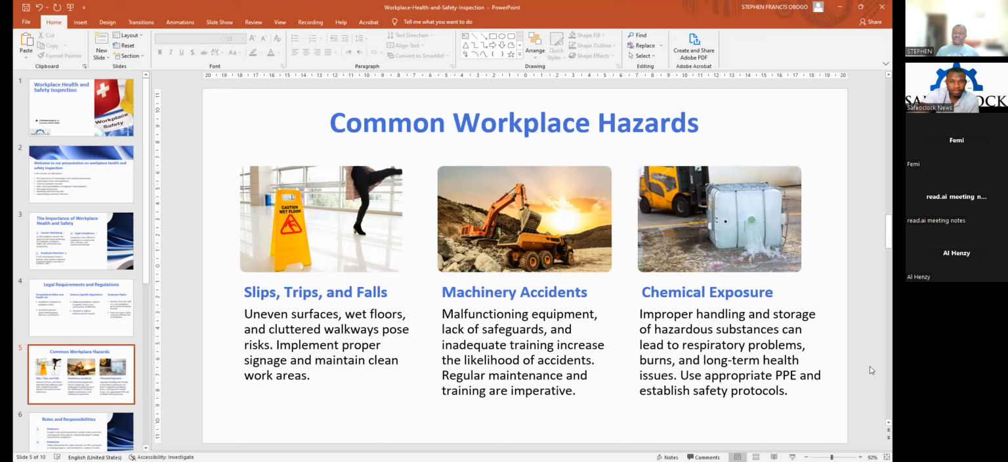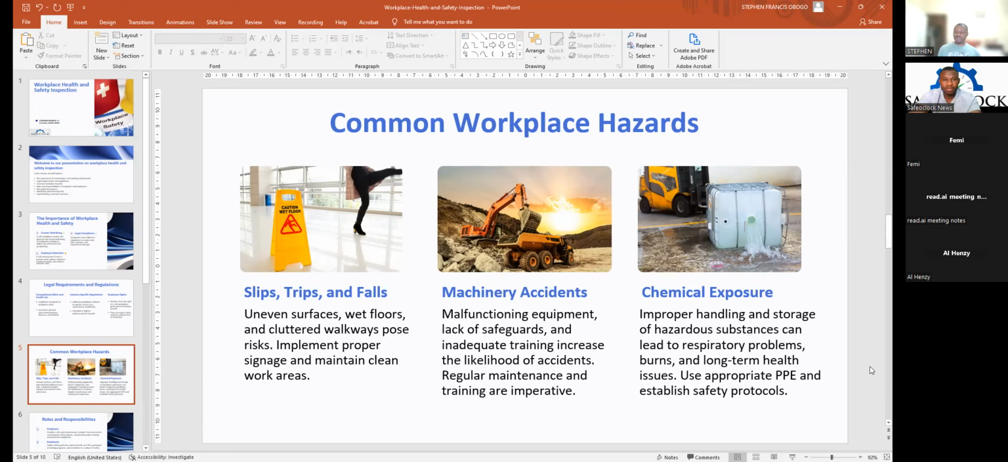Then we also have chemical exposure, most especially in the process industry that requires a lot of chemicals that are corrosive and harmful, even toxic to the system. So it is proper to have proper storage and handling of these materials in order to prevent one from being exposed to hazardous substances within the workplace.